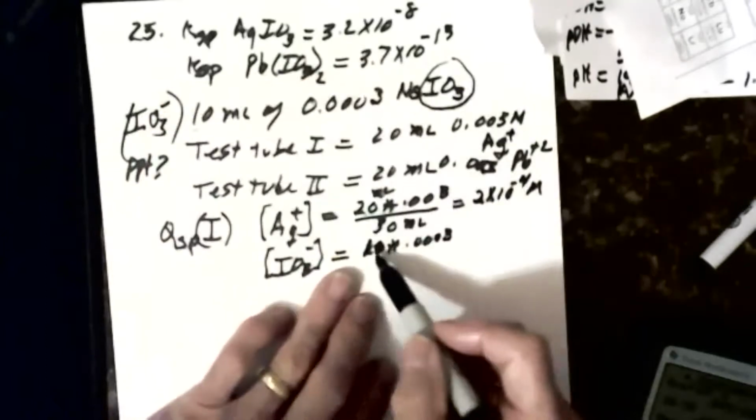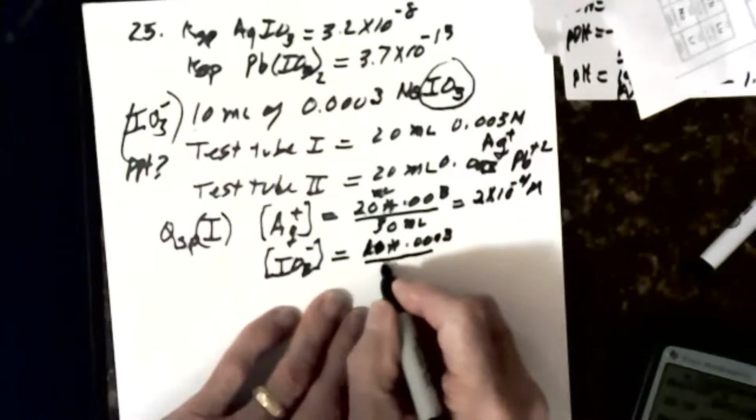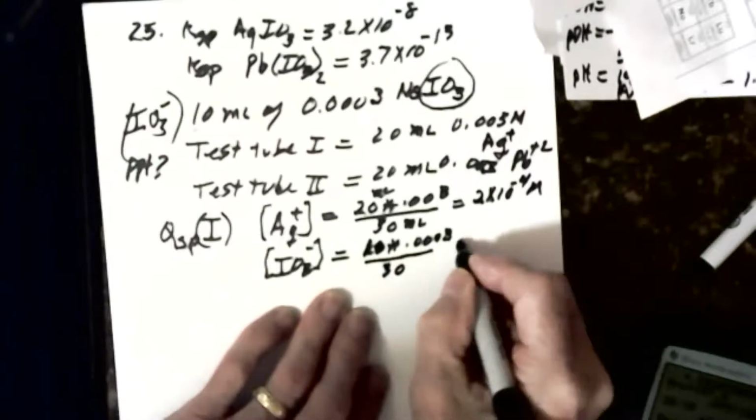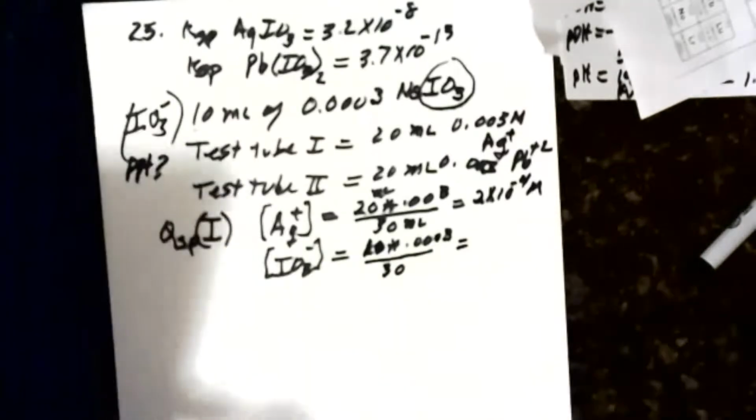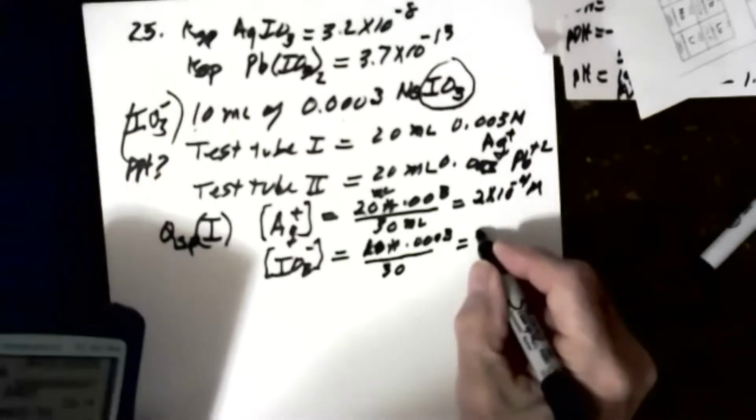So I had 10 milliliters of 0.003 iodate, but now it's in 30 milliliters of volume. So it's 10 times 0.0003 divided by 30. And that's 1 times 10 to the negative 4.